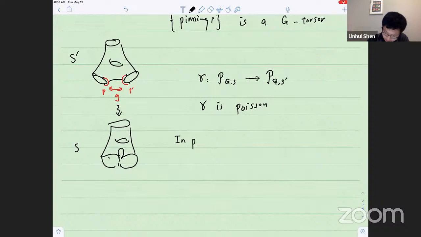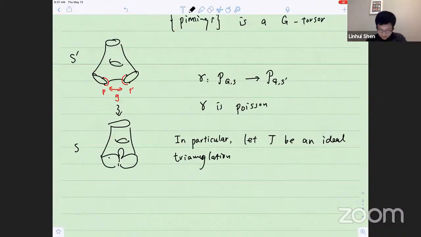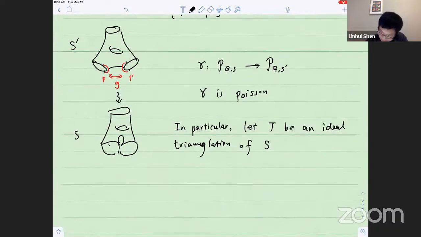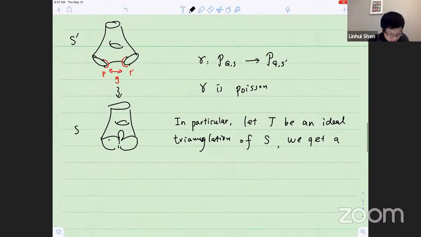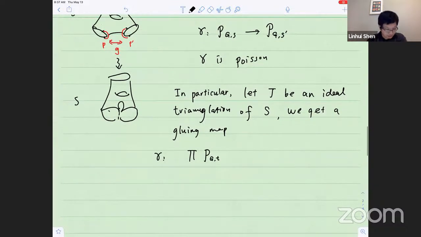And in particular, if we consider T as an ideal triangulation of S, and when I say ideal triangulation, this is a triangulation whose vertices are just those marked points and the punctures. So then we can get a gluing map. For each triangle, there is a space, and then we can glue all the edges of those triangles. And this will give us a map from this data PGT, where each T is a triangle, to this PGS.